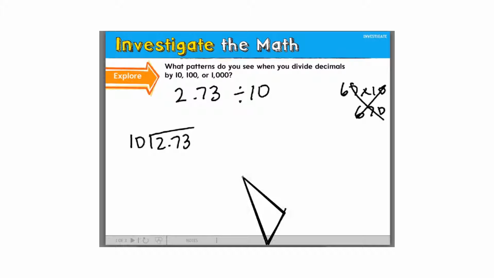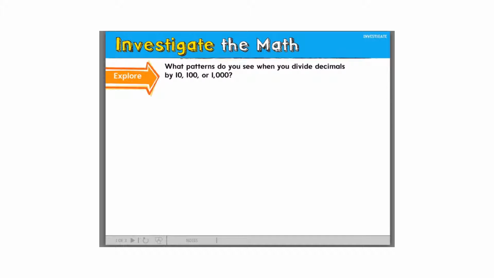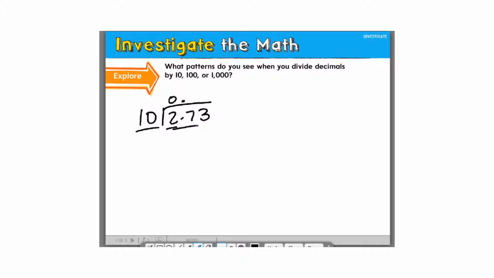Okay, I could bump the decimal point up into the answer. Hold on. 2 and 73/100 divided by 10. I could bump the decimal into the answer. 10 doesn't go into 2. 10 goes into 27 twice. That equals 20. Get a 7. Bring down the 3. 10 goes into 73.